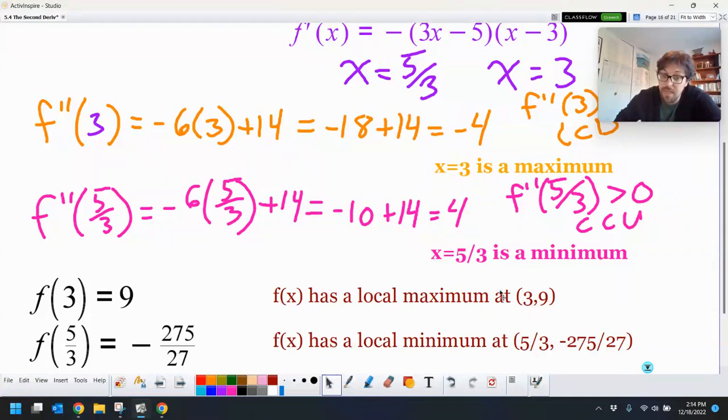f of x has a local maximum at (3, 9), and has a local minimum at (5/3, -275/27). Writing those coordinate points and writing out our words.